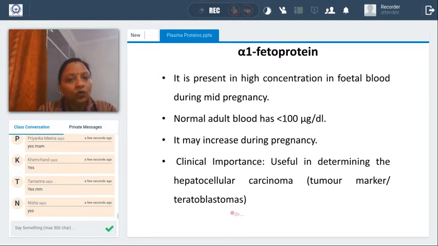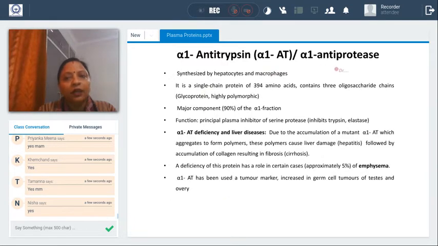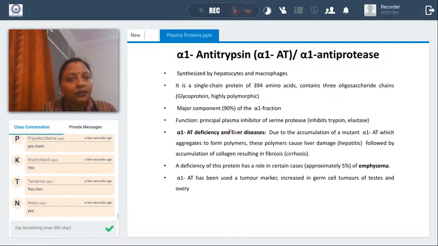So, this is alpha-1, we can say alpha-1 anti-proteases. Synthesized by hepatocyte and macrophages, it is a single chain protein of 394 amino acids, contains 3 oligosaccharide chains. This is glycoprotein, highly polymorphic in nature, major component 90% of the alpha-1 fraction. The major function of this alpha-1 antitrypsin is, this plasma protein is inhibitor of serine proteases, inhibits trypsin and elastase.